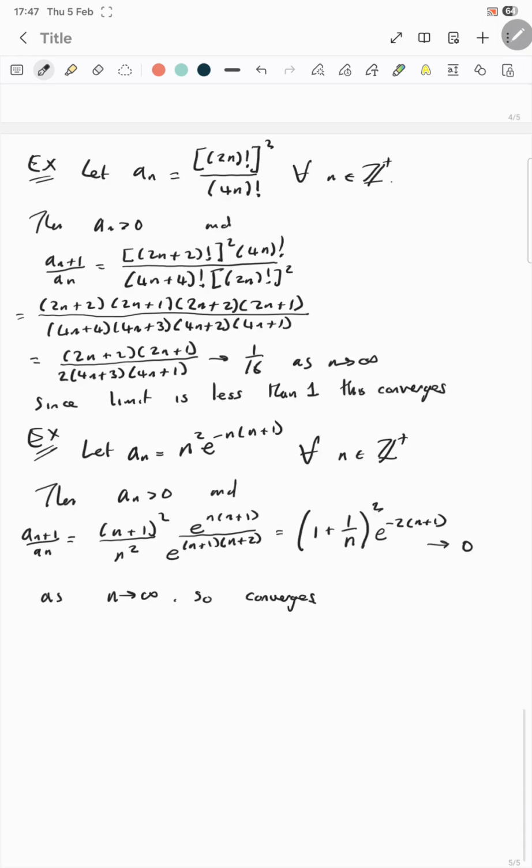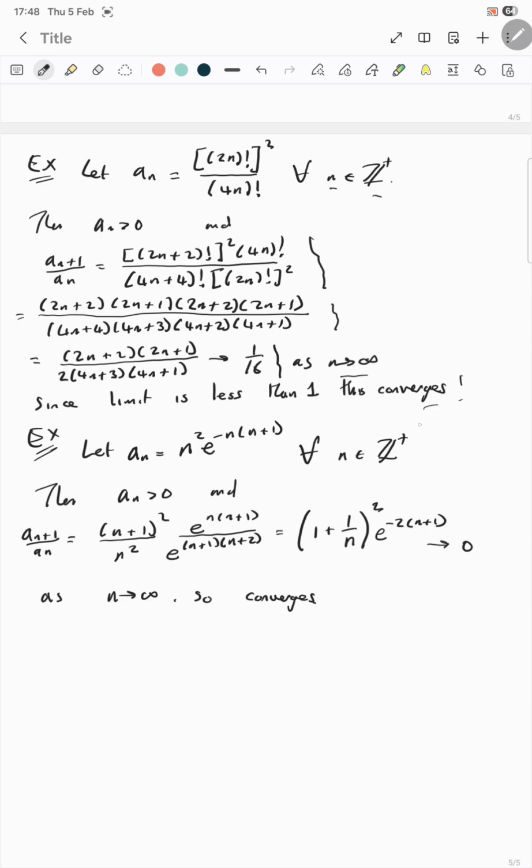Now we'll let a of n equals, in brackets here and parentheses, 2n factorial to the 2nd power divided by 4n factorial for all n containing our positive integers. Then for a of n greater than 0, a n plus 1 over a n, we get this, and expanding out a little bit of factorials, we'll see that this goes to 1/16 as n goes to infinity. Since the limit is less than 1, this converges.